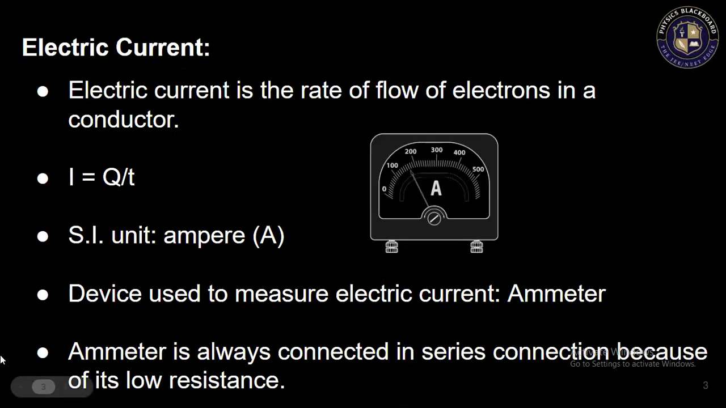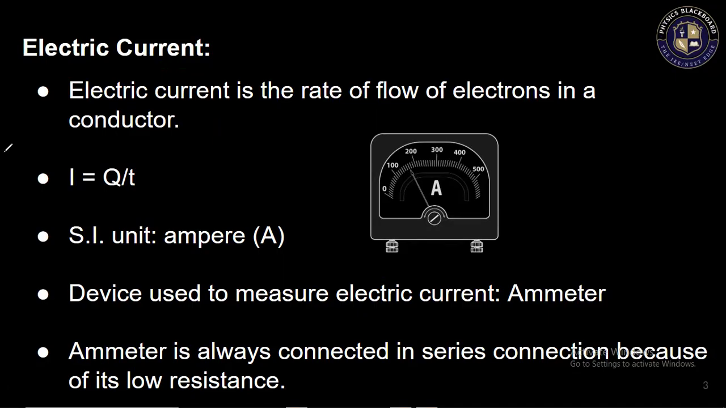Yes, you see here, the electric current is the rate of flow of electrons. That means, as we discussed, number of electrons that flow through the conductor in unit time. That is rate of flow of electrons. That is the meaning of rate of flow of electrons. So that you can define the electric current with this statement.